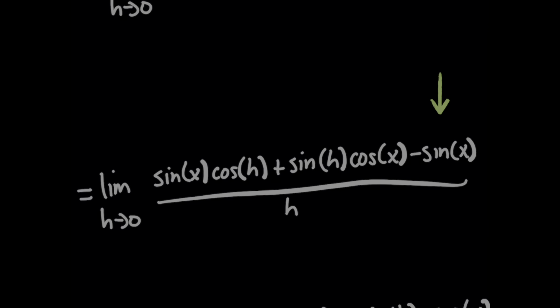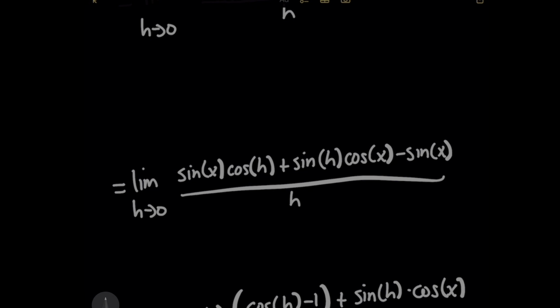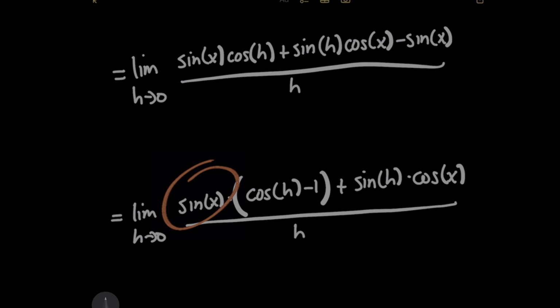Maybe many of you got stuck here and your teacher didn't do a great job, and that's okay. We're going to work through it together. By inspection, the first thing is to look at what terms are in common when you add and subtract all these different trig functions. Notice that we have sine of x at the front and at the back. So I'm going to factor that out and rewrite the expression, giving us sine of x times cosine of h minus 1, plus sine of h times cosine of x, all over h.